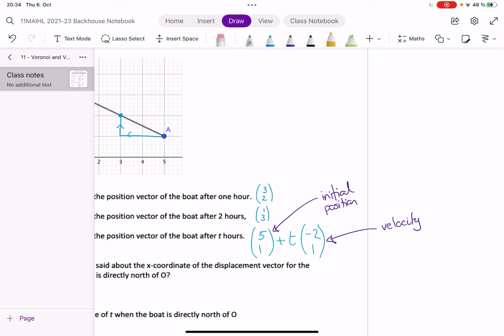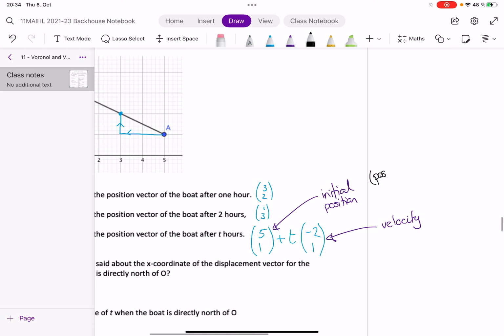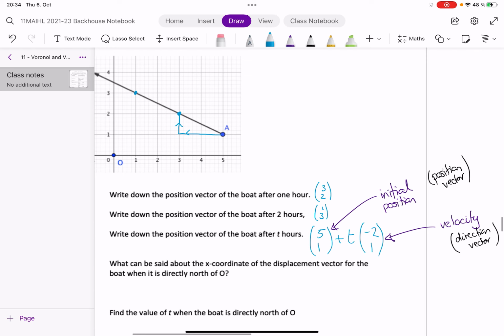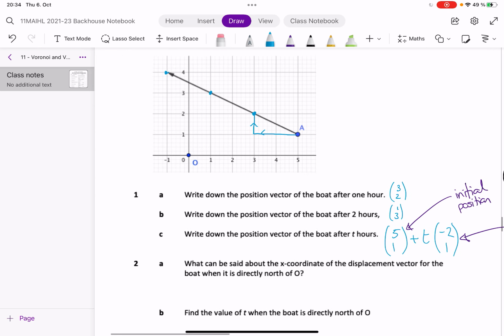So I'm going to write here that this was our position vector, and this is our direction vector. This is really key to what is going on, understanding that we have this initial position, but the part of it that tells us how the object is moving is from the direction vector, just as we had yesterday.